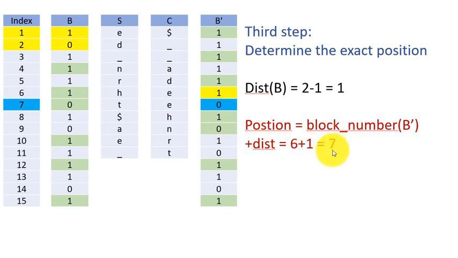So the answer should be the same as when we use LF mapping. So LF2 will be 7.